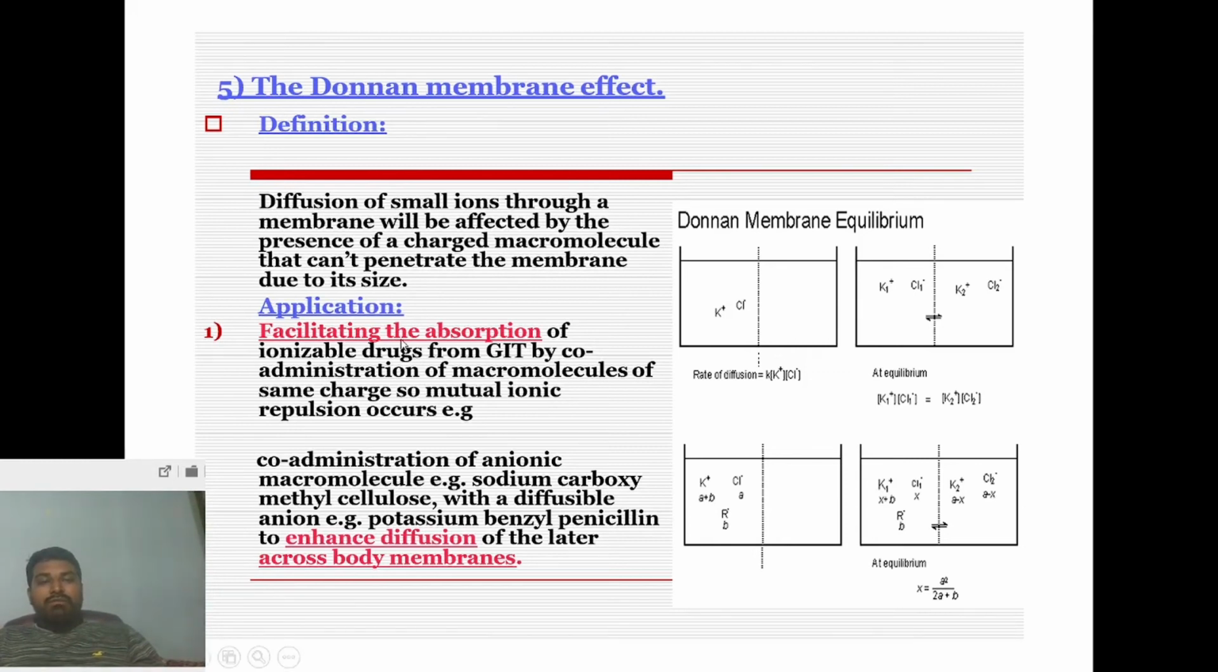Application will be facilitating the absorption of ionizable drugs from the GIT by co-administration of macromolecules of the same charge, so mutual ionic repulsion occurs. Example, co-administration of an anionic macromolecule, for example sodium carboxymethyl cellulose, with a diffusible ion, for example potassium benzyl penicillin, to enhance diffusion of the latter across body membranes. These are the diffusion coefficients.